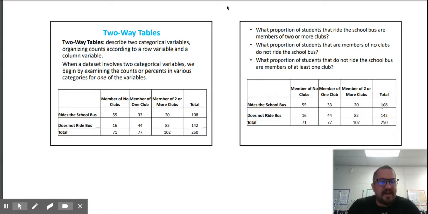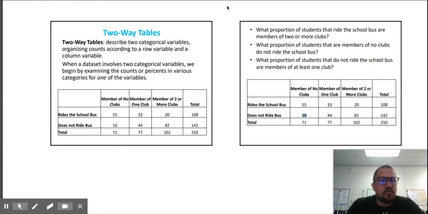So if I was writing that answer, I would write out 20 divided by 108 and then the decimal for that. What proportion of students that are members of no clubs do not ride the school bus? So we want to look only at students who are members of no clubs, which is 71. And what proportion of those do not ride the school bus? That would be 16 out of 71. And again, we would write the decimal with that as well.